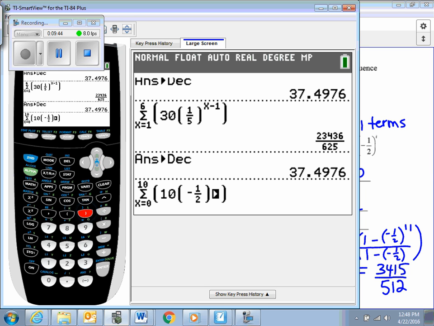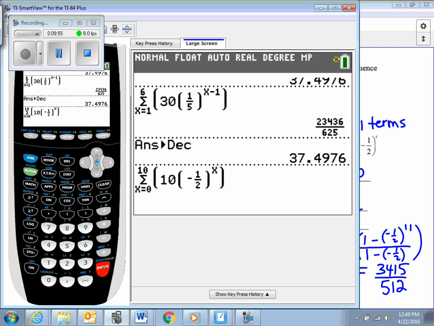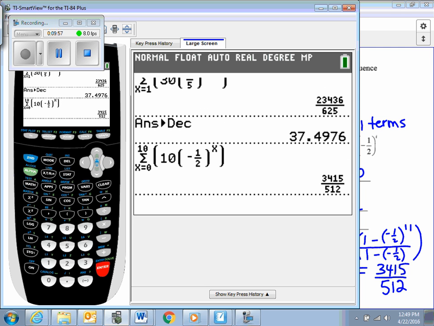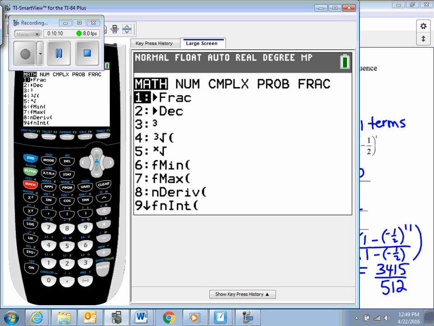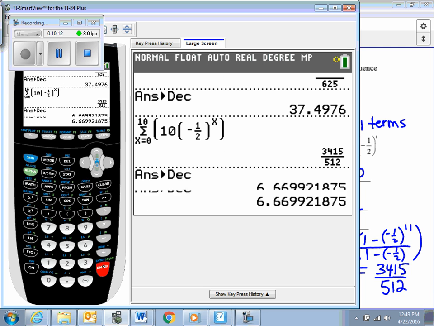And what am I doing? I'm raising that to the x power, not x minus 1 this time. You want to enter it just like it is written on your paper, to the x power. Get out of these parentheses and see how much that gives me. And yeah, I do get 3415 over 512. And once again, if you needed to see that as a decimal, which you don't in this case, just to remind you how, I'm going to hit math and choose number 2 and hit enter, and there is that sum as a decimal. It's about 6.7.